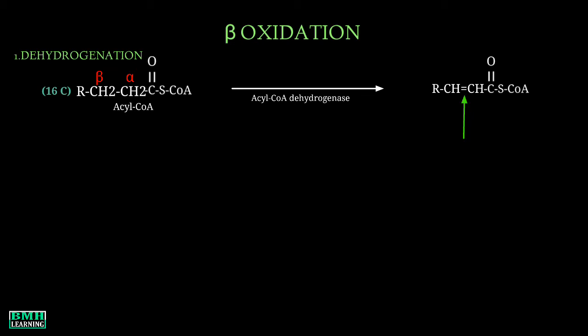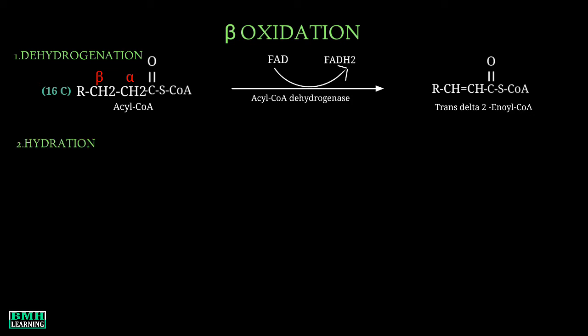A double bond is formed between the alpha and beta carbons of the acyl-CoA chain entering the beta oxidation cycle. The end product of this reaction is trans-delta 2-enoyl-CoA. This step uses FAD, which gets reduced into FADH2. The FADH2 will enter the citric acid cycle and form ATP to be used as energy.